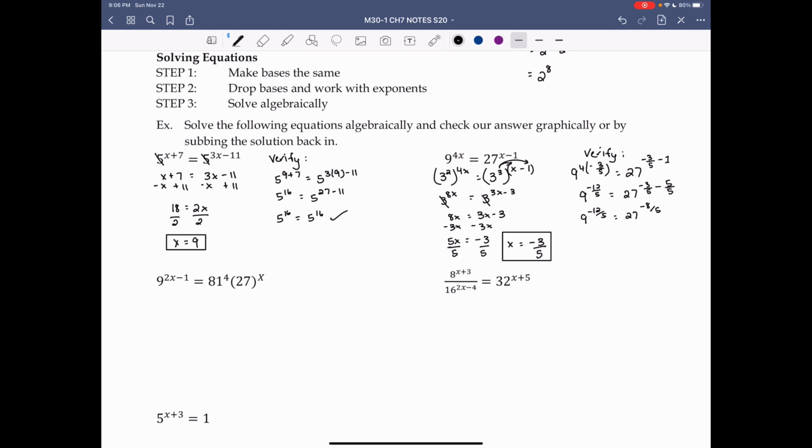Let's make our bases the same. 9 is 3 squared, so 3 squared to the power of negative 12 over 5. 27 is 3 cubed to the power of negative 8 over 5. Then that simplifies to 3 to the power of negative 24 over 5 is equal to 3 to the power of negative 24 over 5. Left side equals the right side, so we've verified it.